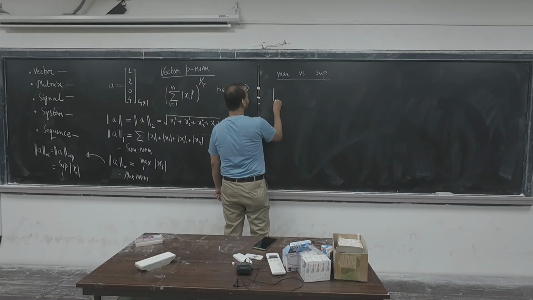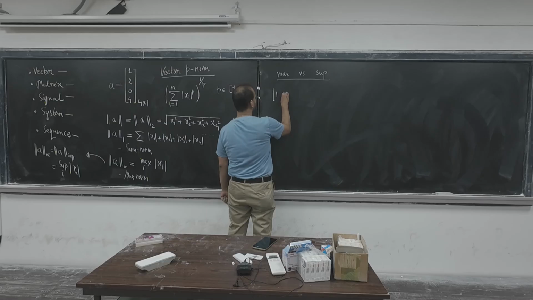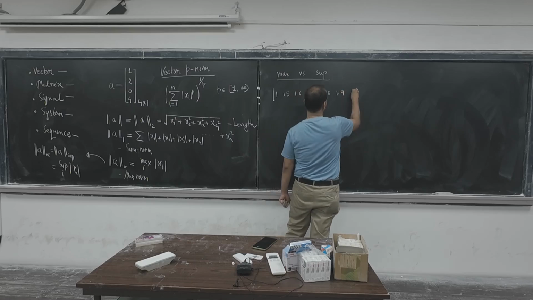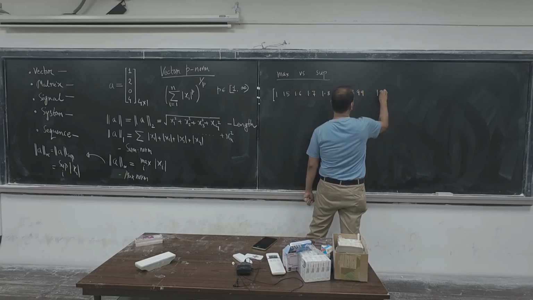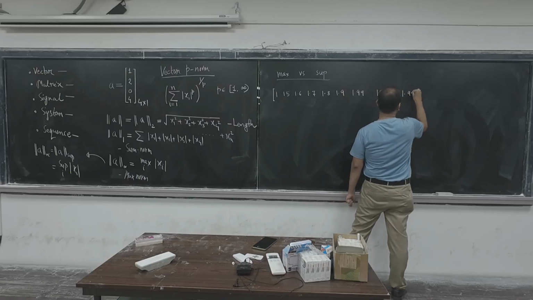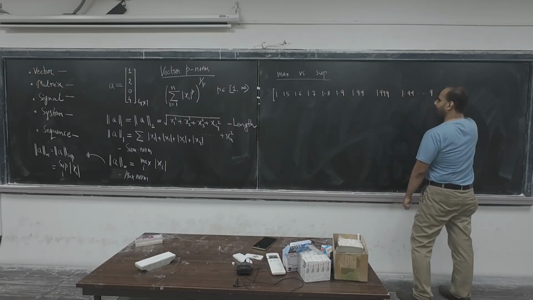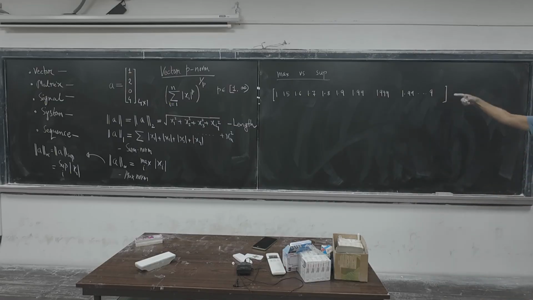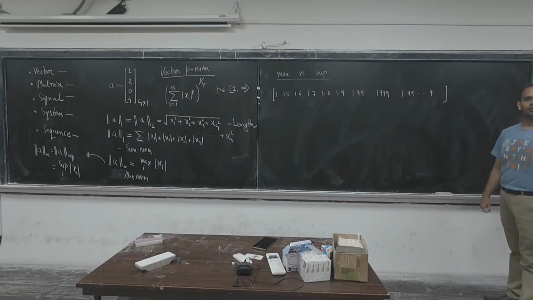Anyway, suppose you have a set 1, and then 1.5, 1.6, 1.7, 1.8, 1.9, and then 1.99, 1.999. What is the maximum of this set? 1.9999. And what will be the supremum? Supremum would be 2. That is the difference between maximum and supremum.